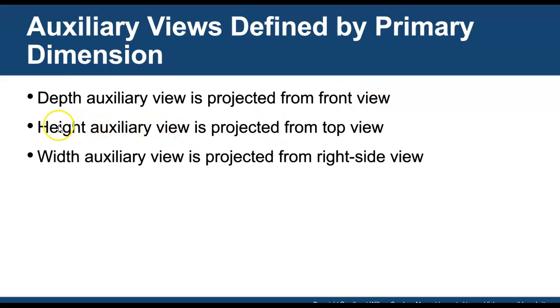When we talk about height, we can see height from the front view and from the side view. So any height auxiliary view is going to be projected from the top view. Width, of course, is kind of the same way. We see width in the front view and the top view, so a width auxiliary view is going to be projected from the right side view.